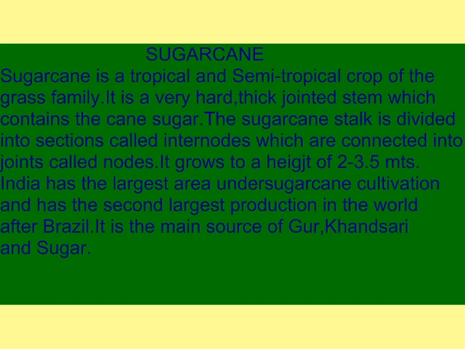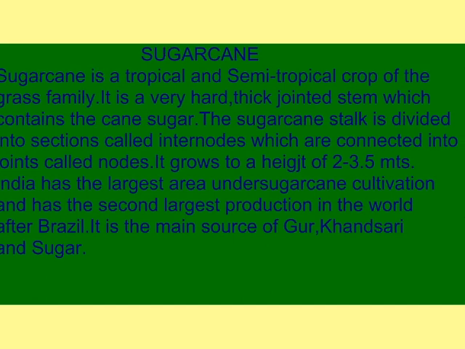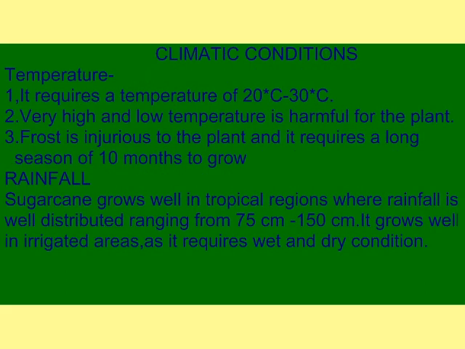Now let's see the climatic conditions that are required for sugarcane. The first one we have here is the temperature. It requires a temperature of almost 20 to 30 degrees centigrade. Very high and low temperatures are harmful for the plants, and frost is injurious to the plant, and it requires a long season of 10 months to grow. So it takes a long time for it to grow. It should be frost free. Very high and very low temperature is also very harmful to the plant.